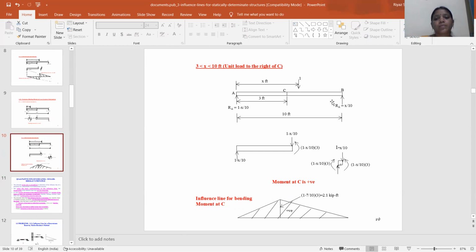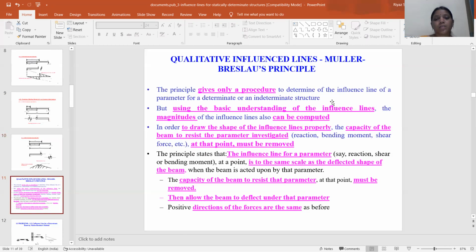So next one is qualitative influence lines, Muller-Breslau principle. This is the only procedure to determine the influence lines for determinate or indeterminate structures. By using the basic understanding of the influence lines, the magnitude of the influence lines also can be computed.